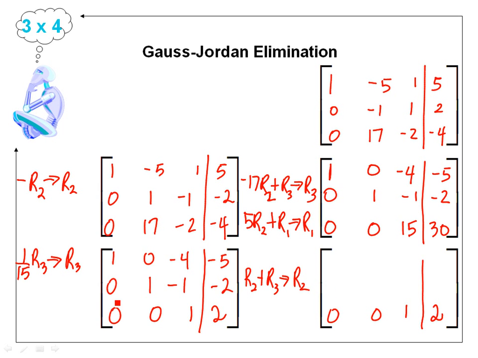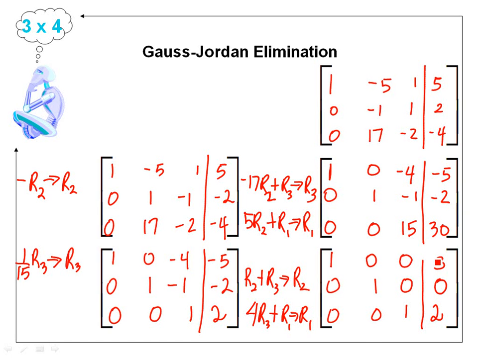So 0 plus 0, 0, 1 plus 0, 1, -1 plus 1, 0, that's what we want, and -2 plus 2 is 0. Alright? How can we get that -4 to be 0 using our leading one? So 4 times row 3 added to row 1 to get row 1. So 4 times 0 added to 1, 1. 4 times 0 added to 0. 4 times 1 added to -4. And 4 times 2 is 8. Added to -5 will give us 3.